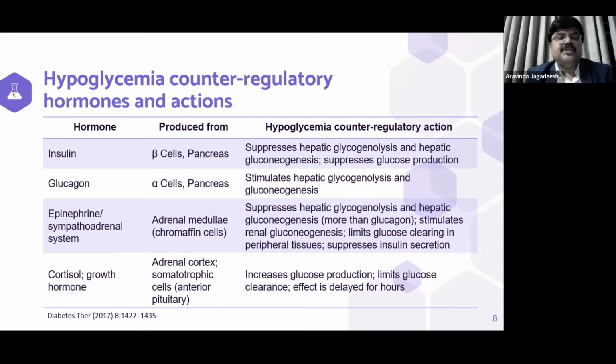Fourth one is cortisol, and growth hormone, secreted from the adrenal cortex, that is somatotrophic cells from the anterior pituitary. It increases glucose production, limits glucose clearance, and the effect is delayed for hours.